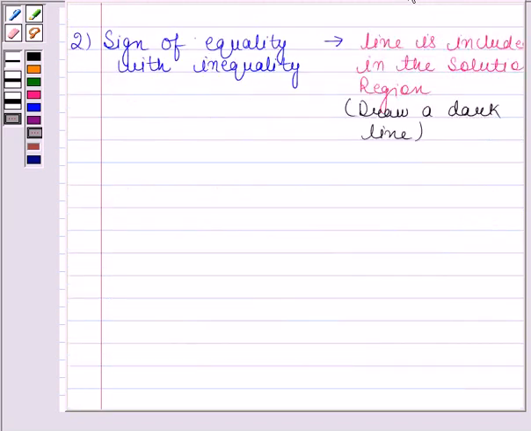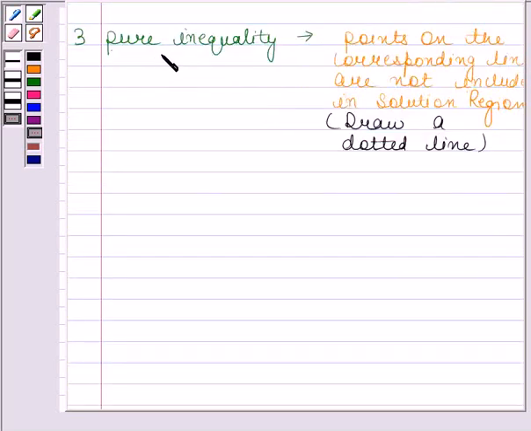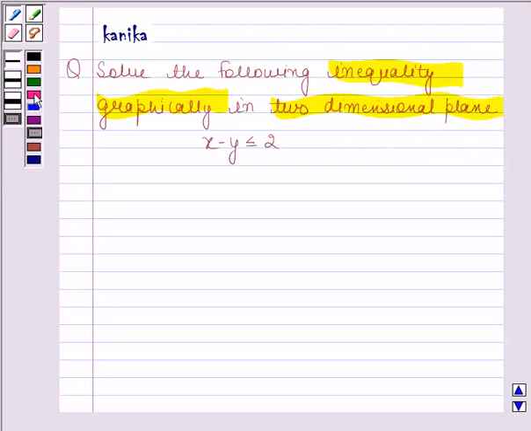According to the second rule, if the sign of equality is also there with the inequality, then the line is included in the solution region, and so we draw a dark line. And according to the third rule, if we have a pure inequality, then the points on the corresponding line are not to be included in the solution region, and so we draw a dotted line. With the help of these three rules, we will solve this question, so always remember these rules. Let's now begin with the solution.